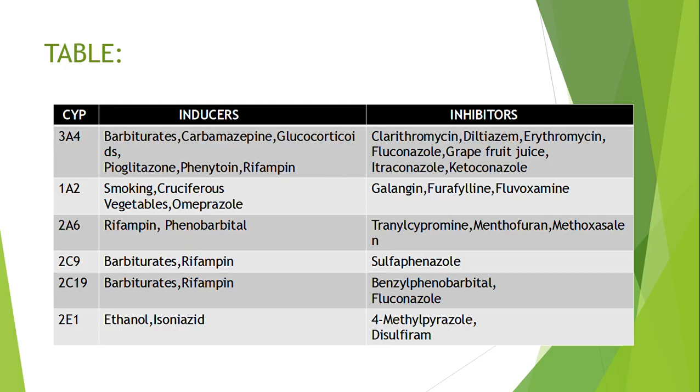CYP2A6 inducers are rifampin, phenobarbital. CYP2A6 inhibitors are tranylcypromine, menthofuran, methoxsalen. CYP2C9 inducers are barbiturates, rifampin, and inhibitors are sulfaphenazole. CYP2C19 inducers are barbiturates, rifampin. CYP2C19 inhibitors are benzyl phenobarbital, fluconazole. CYP2E1 inducers are ethanol, isoniazid. CYP2E1 inhibitors are 4-methylpyrazole, disulfiram.